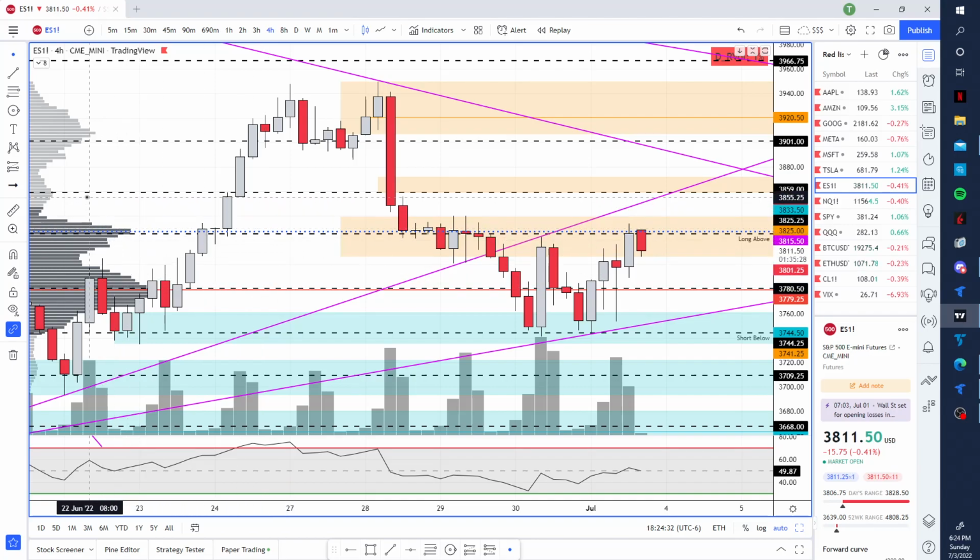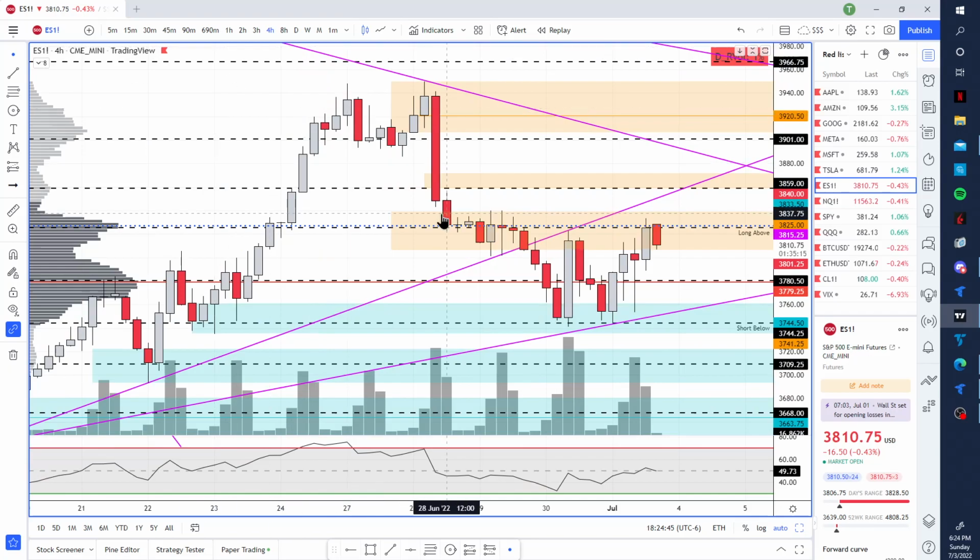We have this area here. There's a volume spike here. So this zone isn't super strong, but this is probably where, if you go long, you take profit here, but we could get up to here. Would you only size in on that?